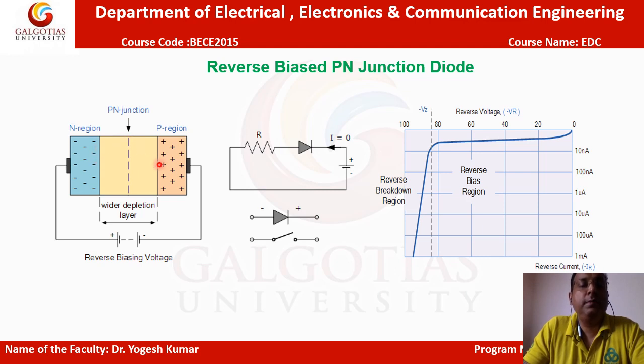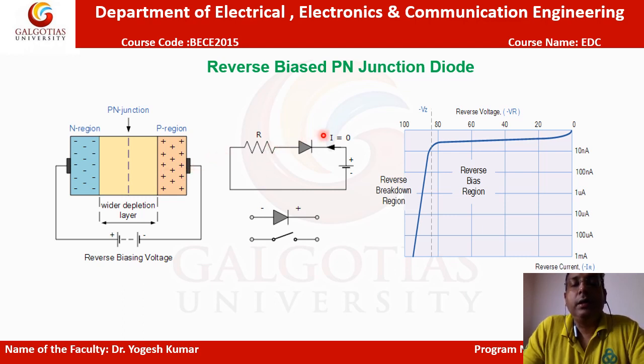Recombination will not take place. We know that we do not get any amount of current unless recombination takes place. So in this fashion, we will not get any amount of current due to the majority charge carriers, and the depletion layer will get wider.